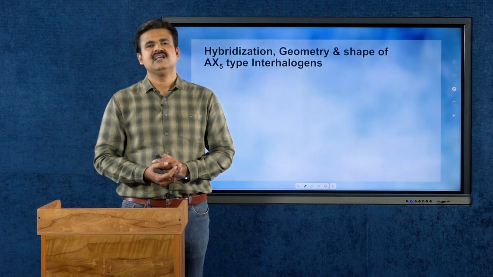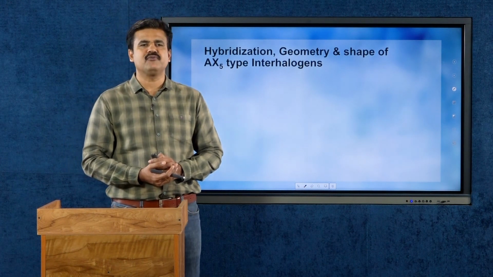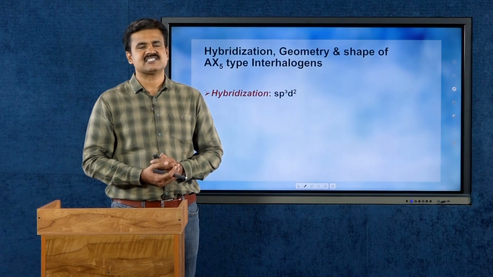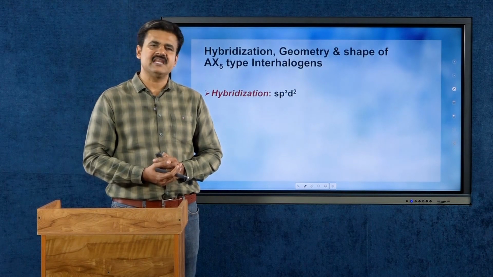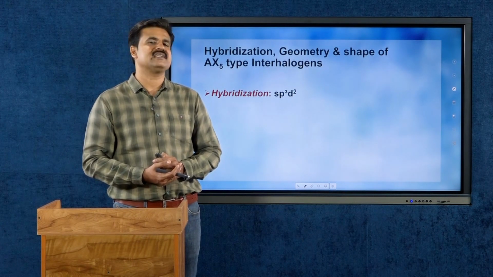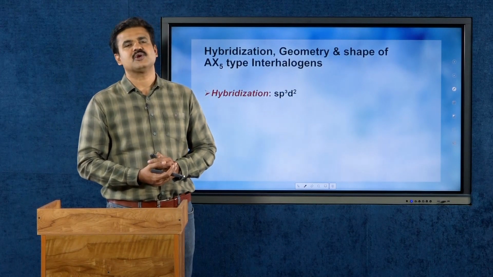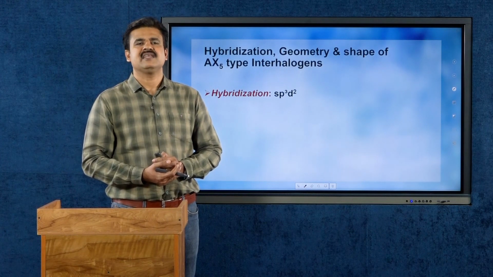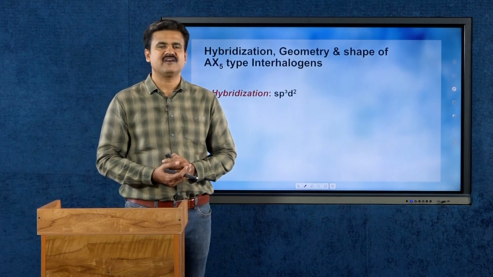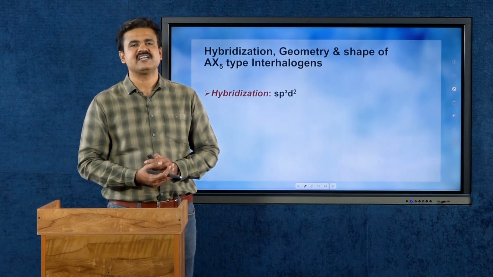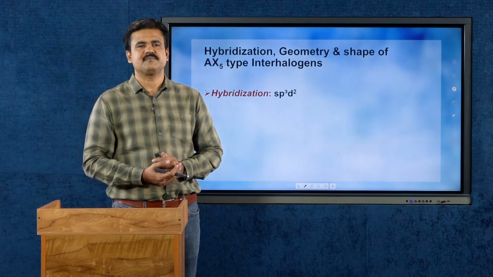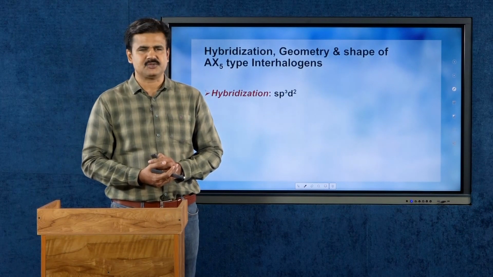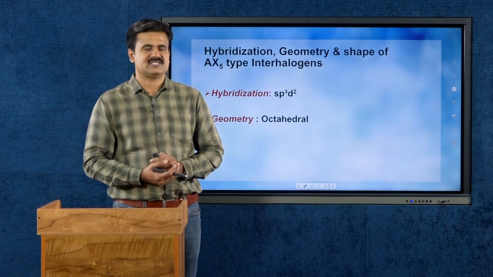Now we are dealing with hybridization, geometry and the shape of AX5 type interhalogens. Here it is clear that the hybridization will be sp3d2. This can again be proved by using the expression for finding hybridization from the molecular formula, that is hybridization equal to half into V plus A minus C plus A. On substituting proper values, the central atom A has 7 valence electrons and 5 monovalent atoms are present. So 7 plus 5 is 12, divided by 2, equal to 6. 6 orbitals participate in sp3d2 hybridization. So we have proved that the hybridization here is sp3d2 and hence the geometry will be octahedral.